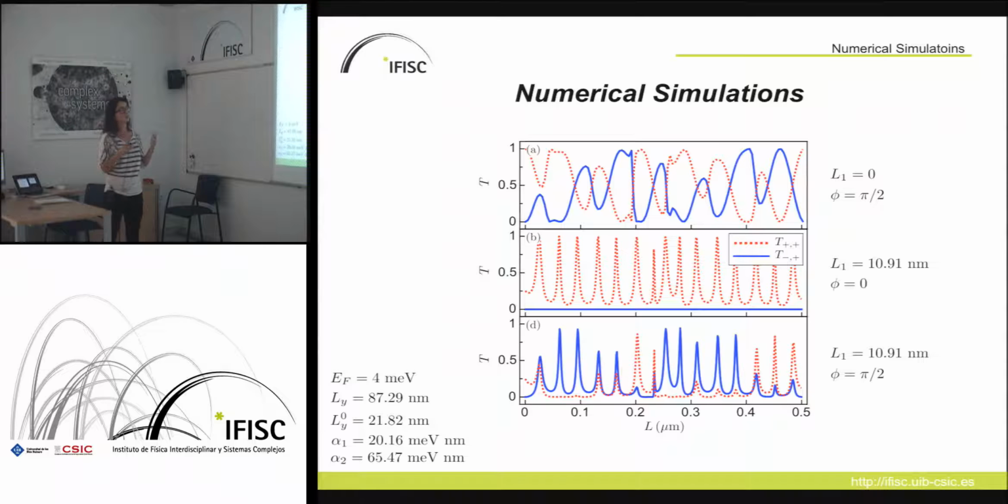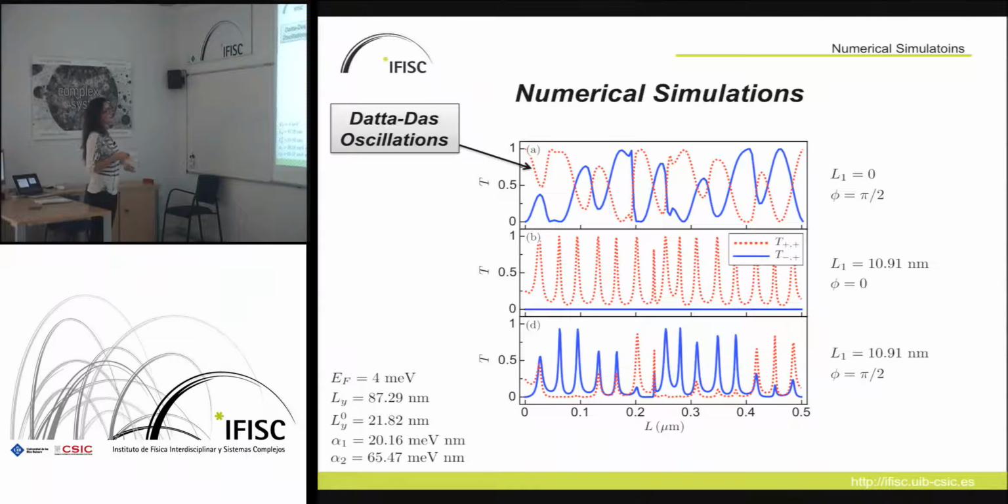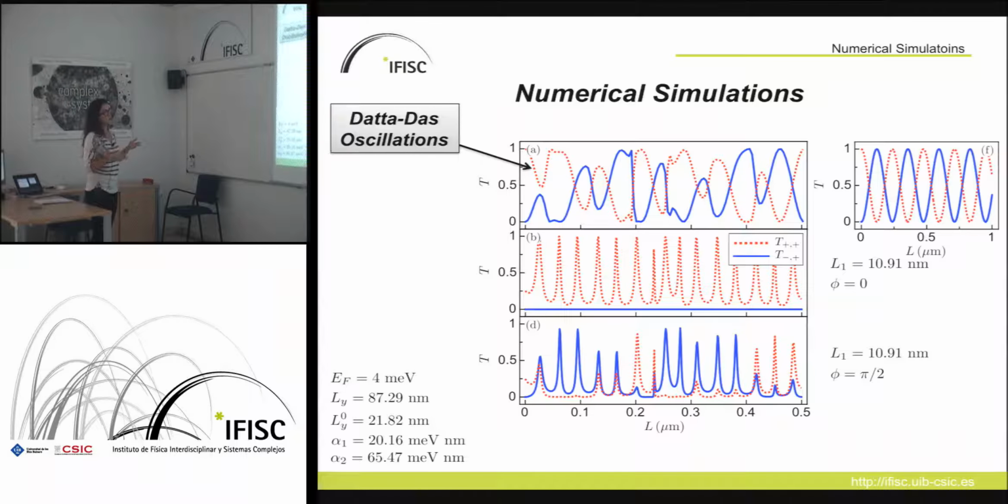And if we want first to see the Datta-Das effect, we need to take L1 equal to 0. We want to remove the Fabry-Perot effect. And in this case, for the perpendicular case, we obtain this kind of resonances that are due to the Datta-Das oscillation. But if we compare this with the one-dimensional case, we observe that this is very different. This is due to the mixing term, which plays a very important role here and destroys the oscillation.